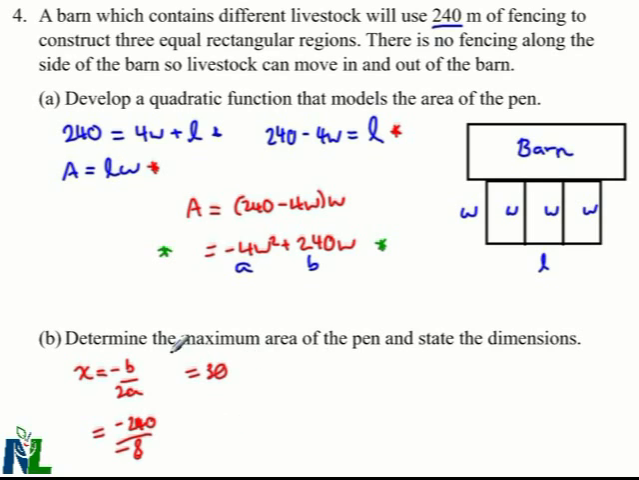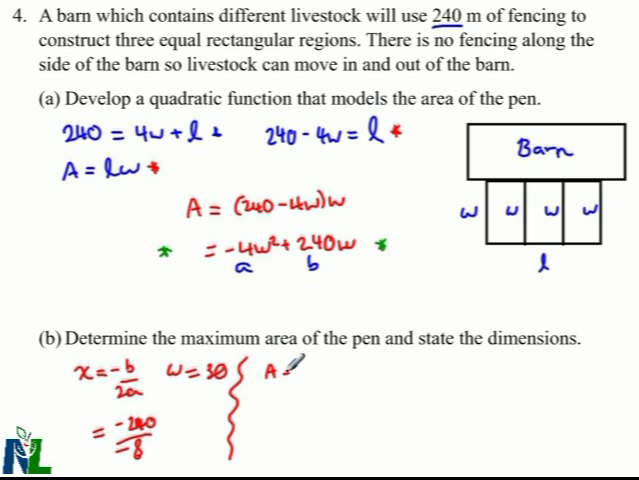So when I want to find the maximum area of the pen and state the dimensions, I know it's going to occur when I have a value of 30. Now I did use x here, but it should be noted that the value that I'm using in the equation here is w, meaning this represents a value of w equaling 30. Okay? So if I want to find the maximum area, I need to plug in the 30 into here.